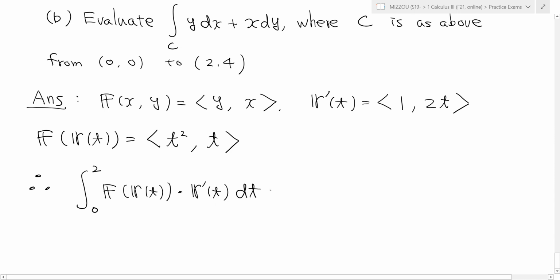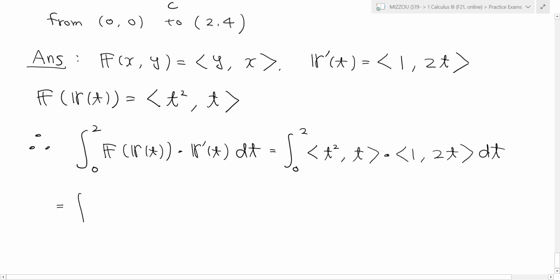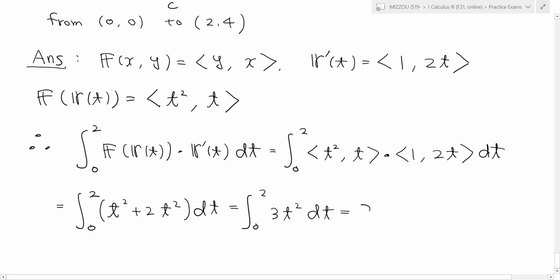All right, so what's this? This one is the integral from 0 to 4 of (t squared, t) dot (1, t) dt, and that is equal to the integral from 0 to 4 of t squared plus 2t squared dt. You take the dot product, and that is equal to the integral from 0 to 4 of 3t squared dt. And if you work this out, you get 8. So that's the answer.